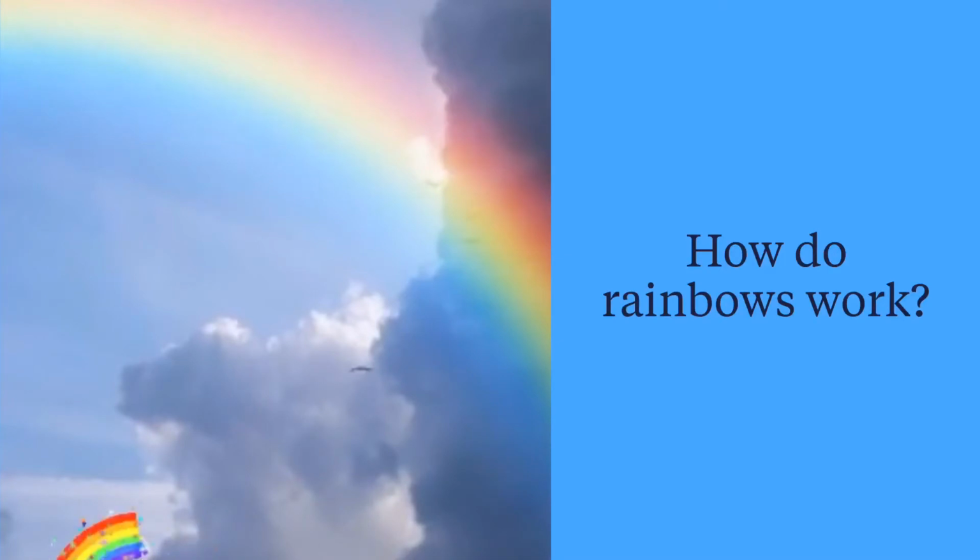Pure light is actually made up of all the colors of the rainbow. When light gets split into all of its separate colors, we get to see the rainbow. Red, orange, yellow, green, blue, indigo, and violet are the colors.